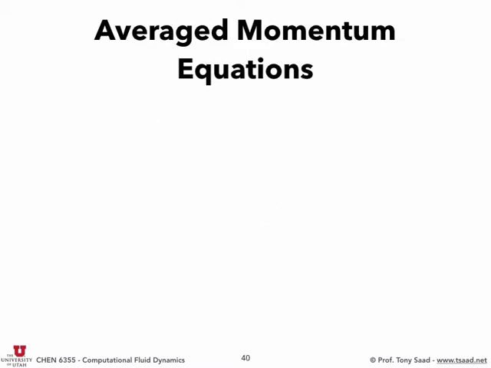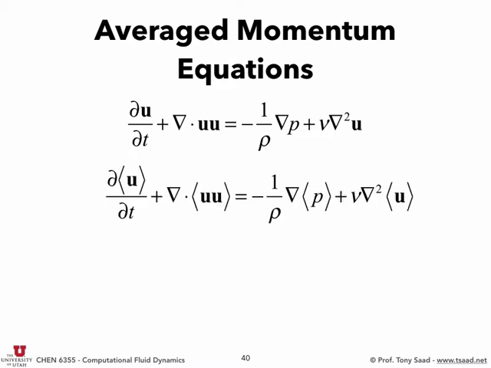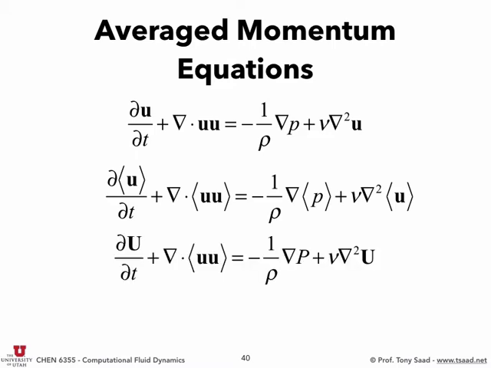Now we average the momentum equations, applying an average to the entire equation, which gives us the average of each term. So we get d average u by dt plus div average uu minus 1 over rho grad average p plus nu del squared u. You notice all of these terms are readily transformable into just mean values, except for the convective term. So that gives us the first step towards the Reynolds averaged Navier-Stokes equations. This is d average u by dt plus div average of uu, so we don't know what to do with this yet, minus grad average p plus nu del squared u.